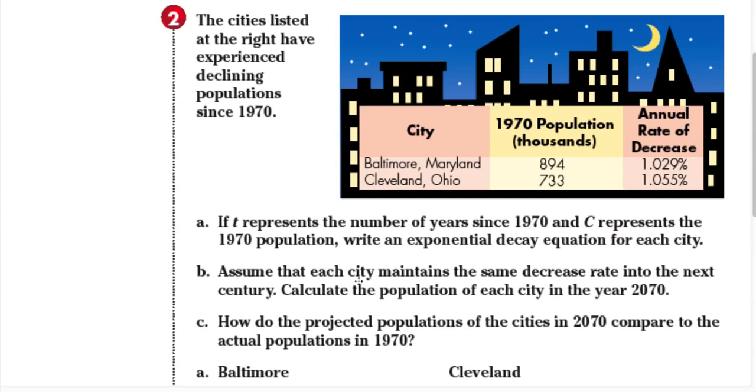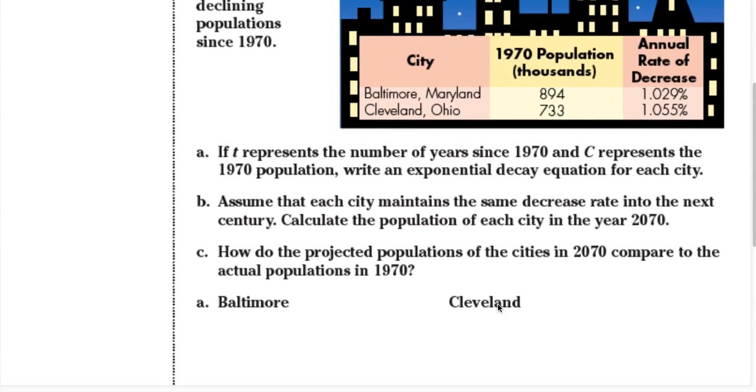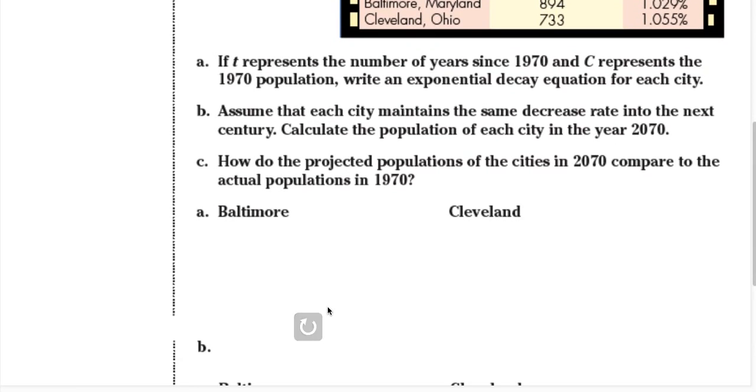Assume that each city maintains the same decrease rate into the next century. Calculate the population of the city in the year 2070. So that's 100 years from 1970. So how do the projected populations of the cities in 2070 compare to the actual population in 1970? So we'll answer A, B, and C respectively. Let's start with A. Write an exponential decay equation for each city.